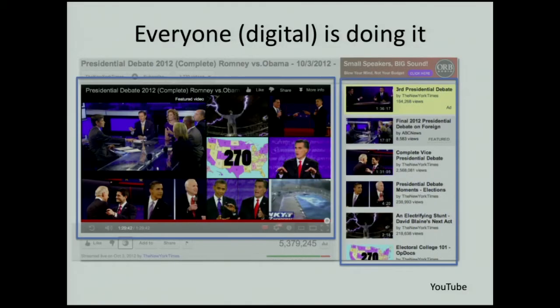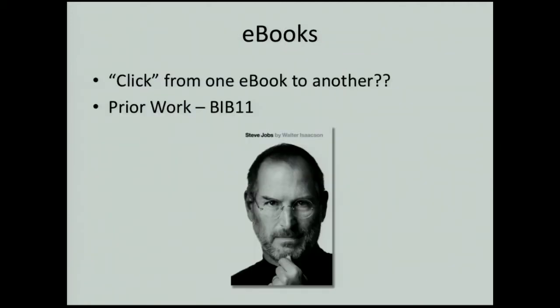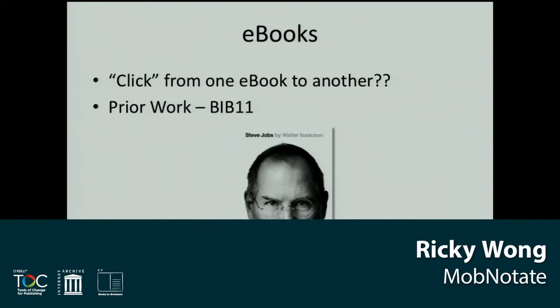And it's likewise for videos, and YouTube is a digital native company, so they're a little more aggressive in the linking. So not only do they have links on the side, but they also have links to other videos within the video itself. So that's linking for other content types, right?